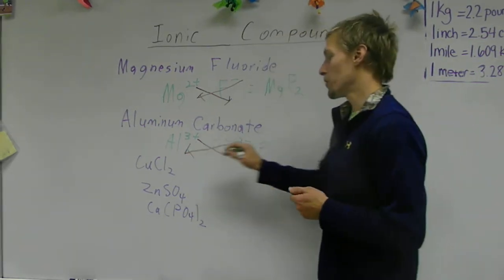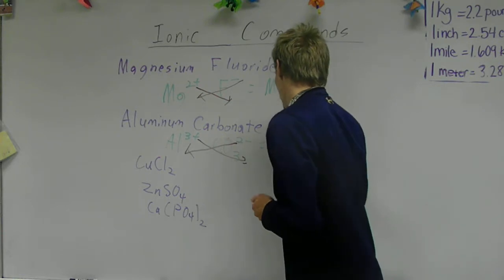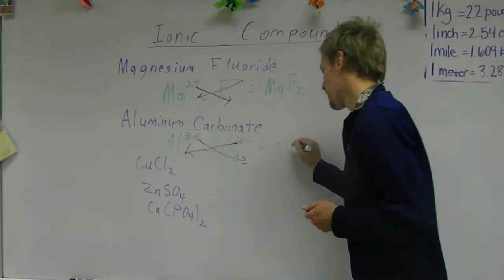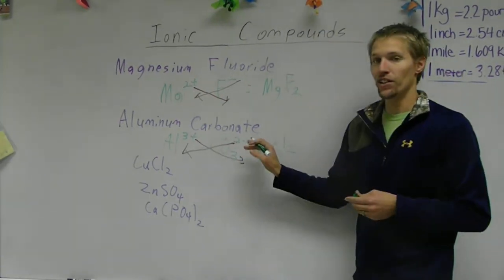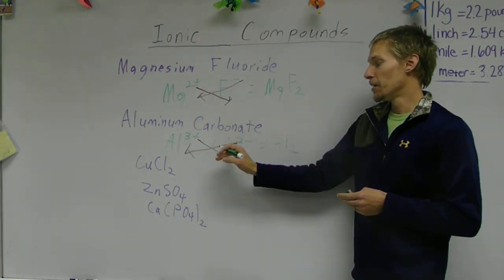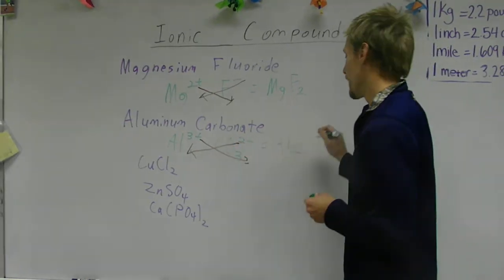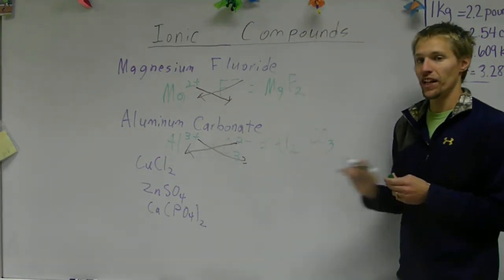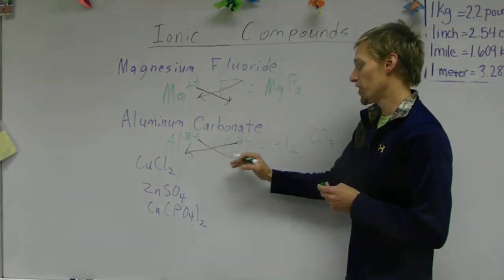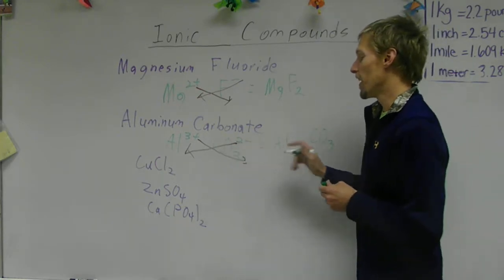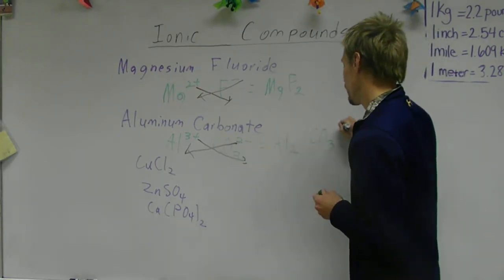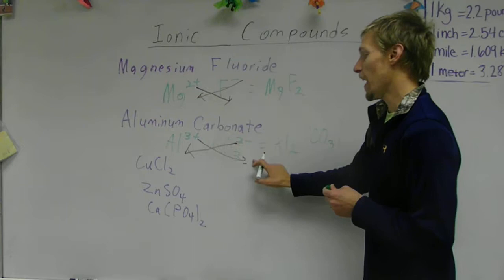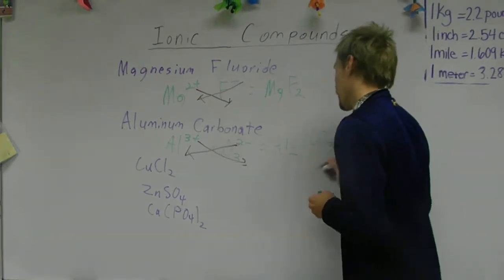So in this case, we end up with Al, and now it's going to have the 2. Al gets the 2 from the carbonate, and then we take the carbonate and copy it down as before, CO3. This time, to show that you have more than one CO3, remember you need parentheses, and then that value comes outside the parentheses, so we end up with a 3 there.